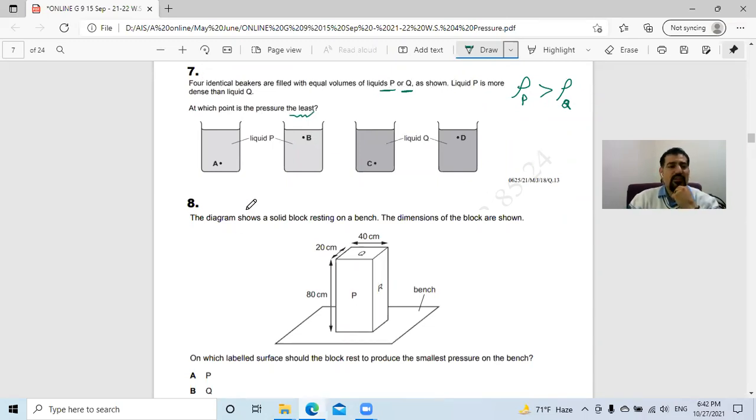At which point is the pressure the least? The pressure is the least with density more or density less? Density less, which is liquid Q. So which one is the answer? Yes, the answer is D.